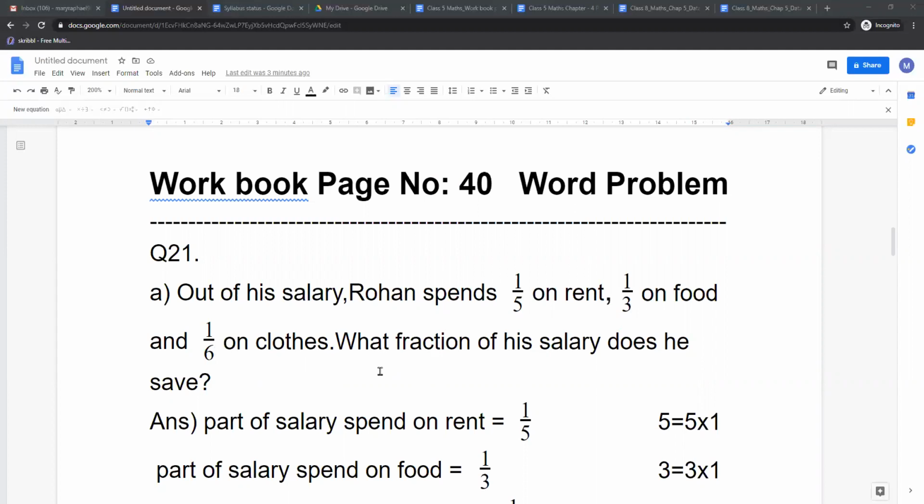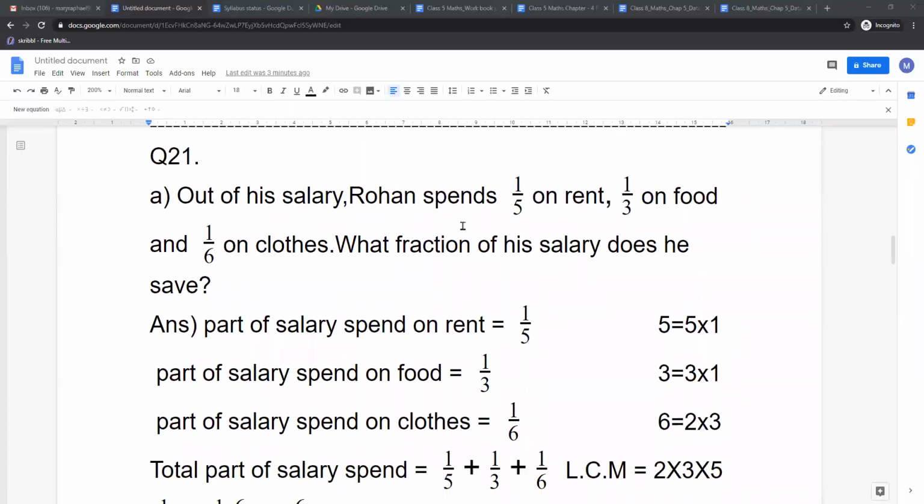I think you understood the question. How will you get it? He spent money on three items: on rent, on food, and on clothes. So first of all, what we have to do? What is the part of the salary spent on these three items: rent, food, and clothes? We have to add and get the total of these three fractions. So first of all, we are going to do that part.